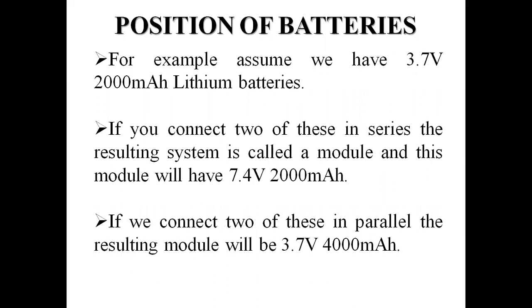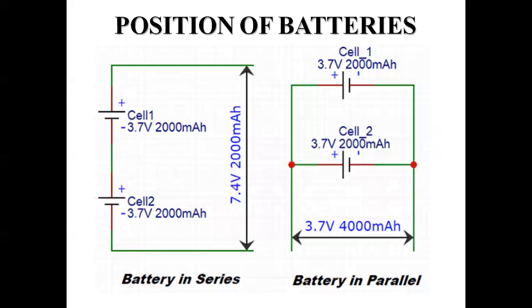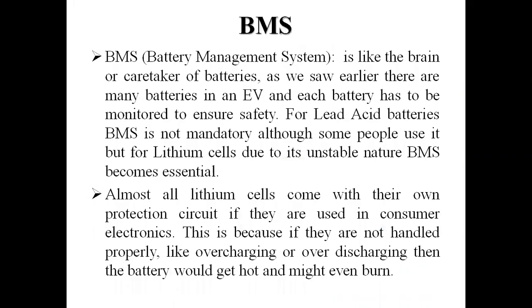This is an example: if you have 3.7 volt 2000 mAh batteries and two batteries are connected, it will produce this much energy. If you have n batteries connected, n into 3.7 volts will be the net voltage produced. So this is batteries in series, and this is the manner when they are placed in parallel. They are generally not placed in parallel, they are placed in series, so that voltage becomes a controlling factor for the working of these engines.